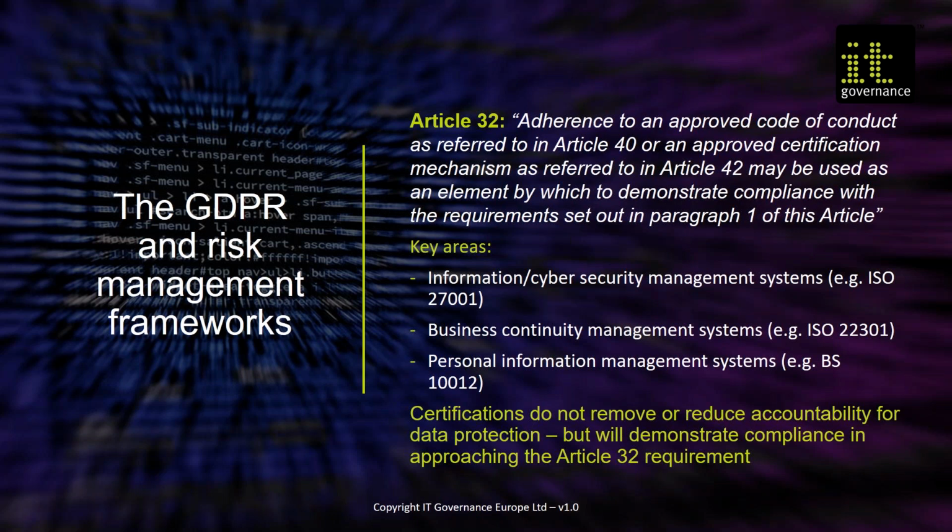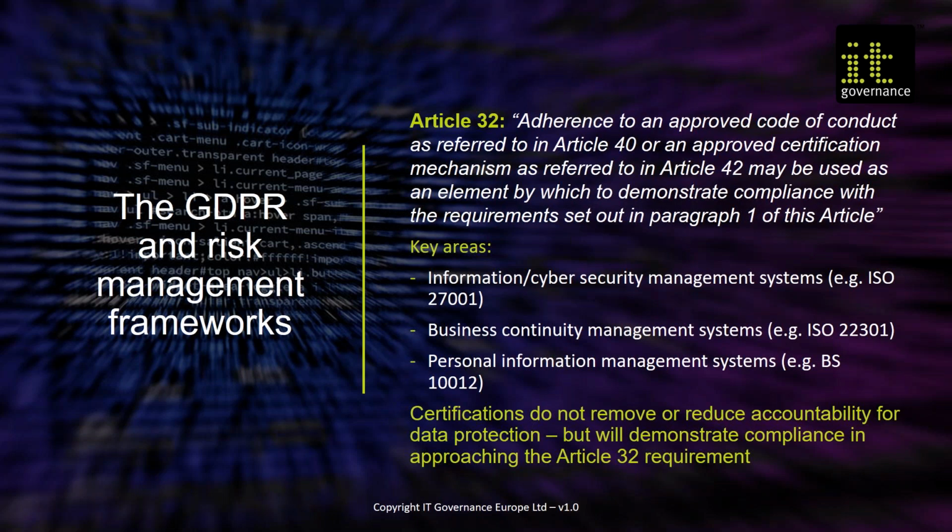Information security or cybersecurity management systems such as ISO 27001, business continuity systems like International Standard 22301, and a personal information management system such as British Standard 10012 are standards that you can use to demonstrate that you have taken appropriate steps to meet your compliance obligations. It is important to note that certifications do not remove or reduce accountability for data protection, but they can be used as best practice guidance and will demonstrate compliance in approaching the Article 32 requirement.